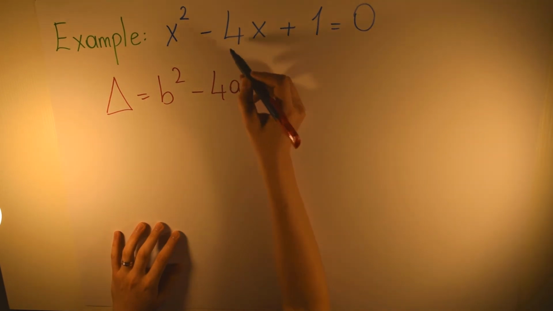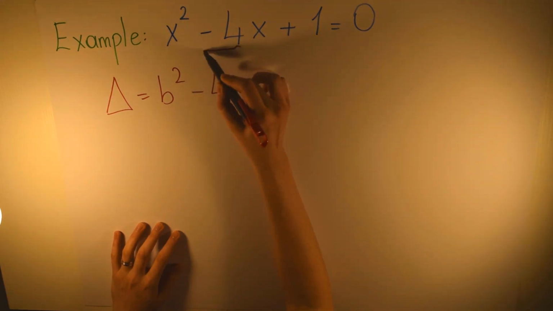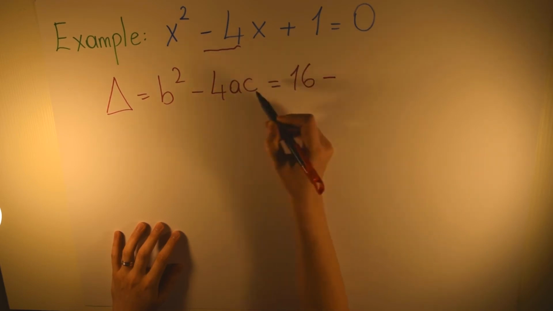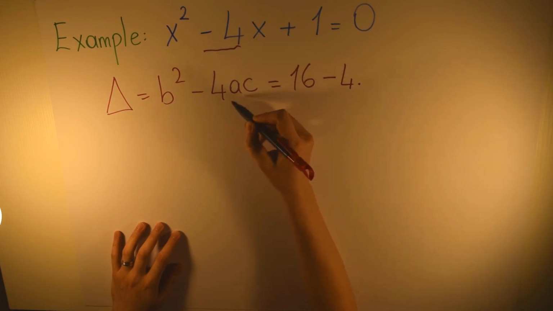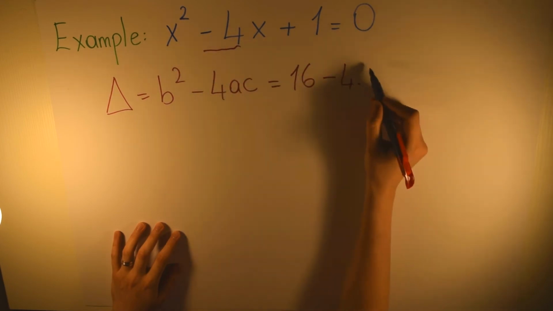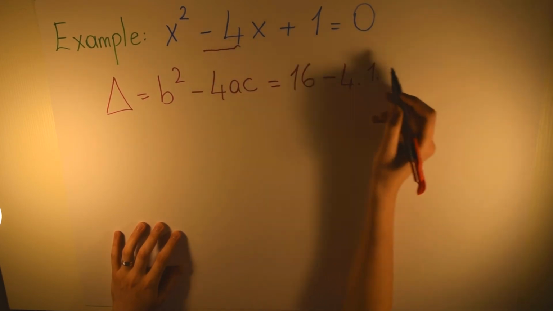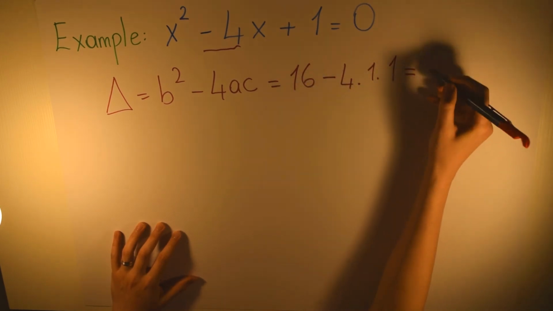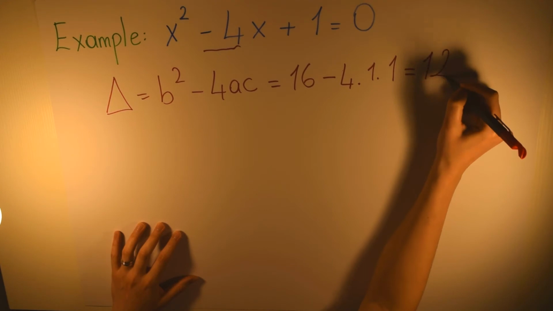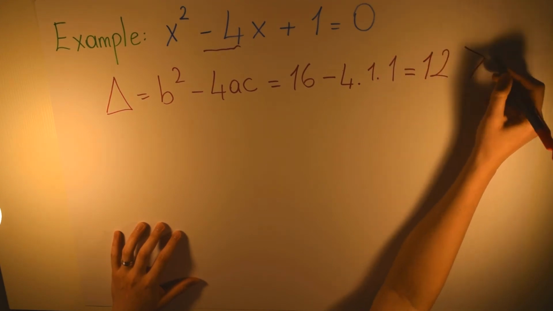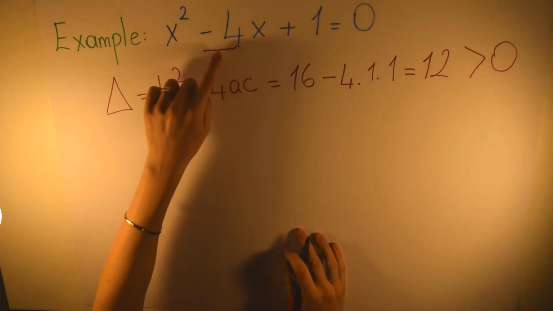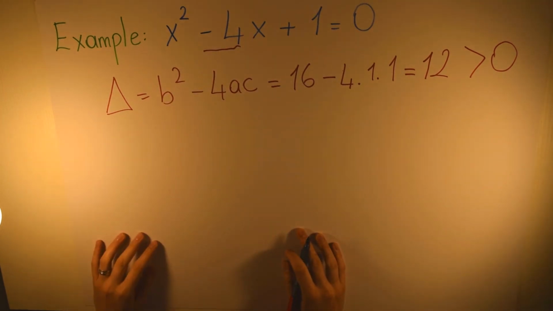So here our b is equal to minus 4. So this is equal to minus 4 squared. It is 16 minus 4 times a is 1 times c is 1. So this is equal to 16 minus 4, which is equal to 12. And 12 is greater than 0, which means our equation has two real solutions, right?